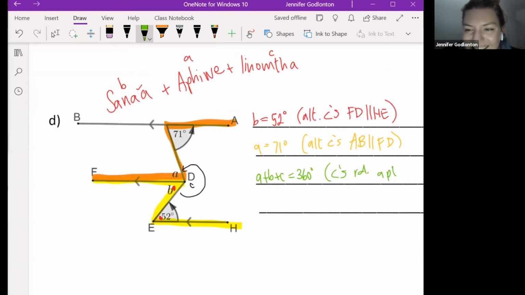Yes. Okay, next line. 71 degrees plus 52 degrees plus C equals 360 degrees. Good. C equals 237 degrees. So I'm just going to write this out: 360 minus 71 minus 52. And so we get 237. Nice job.